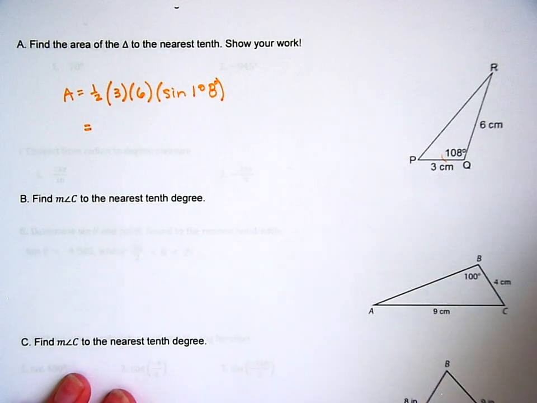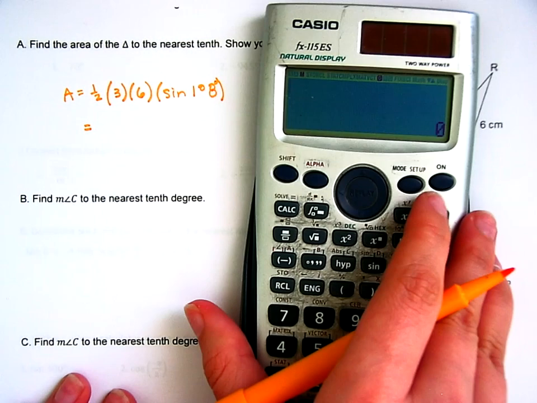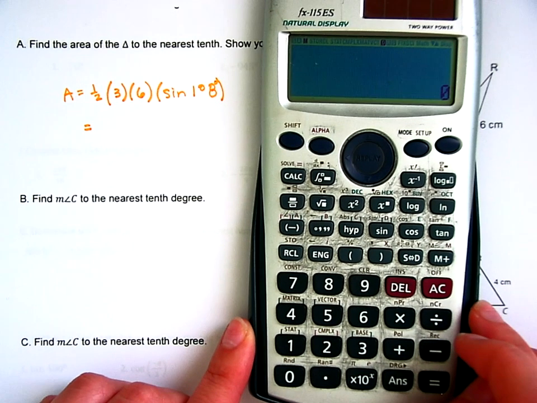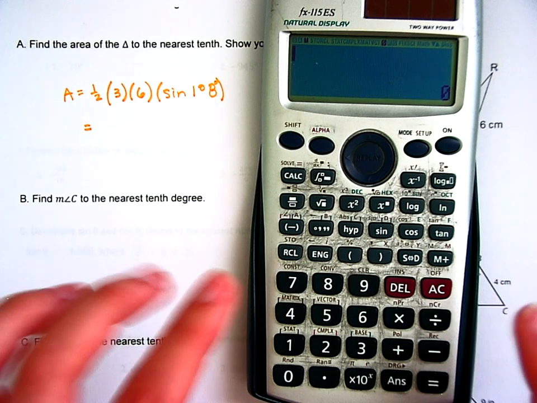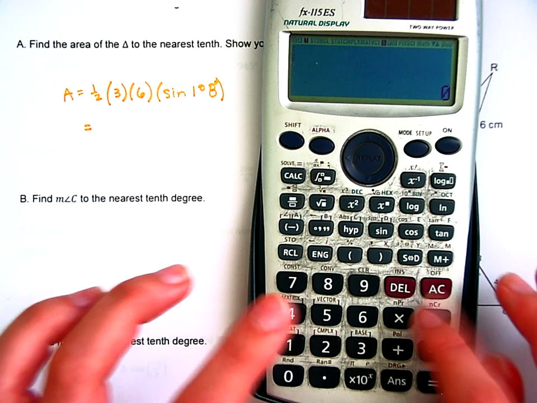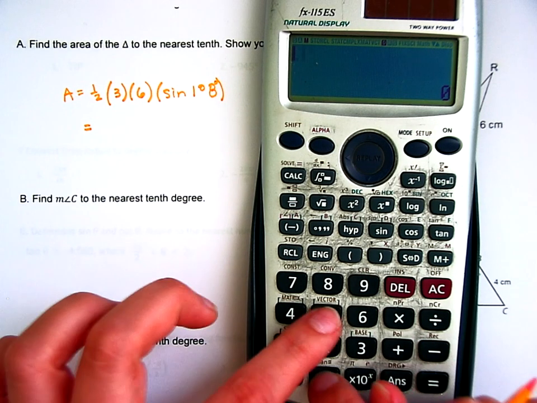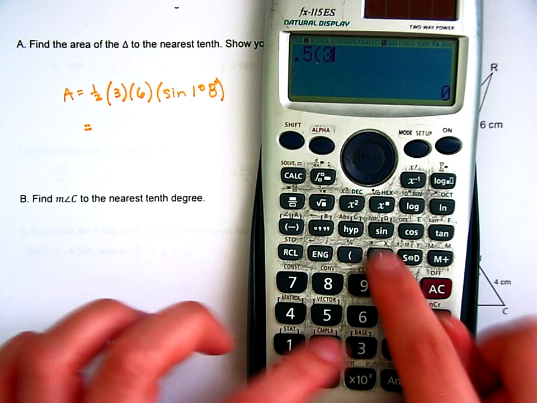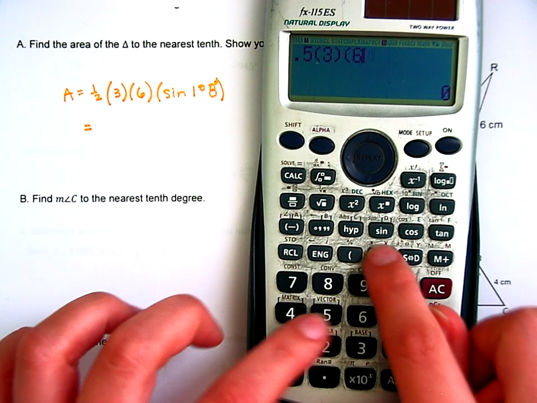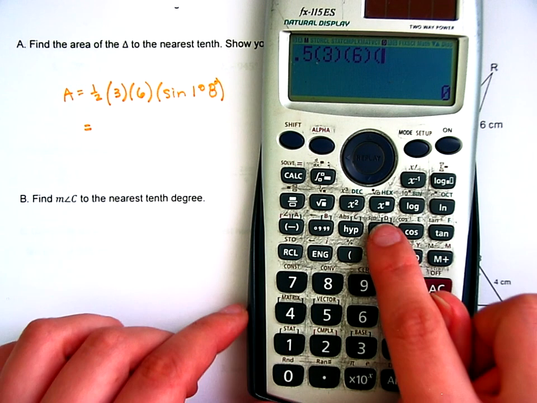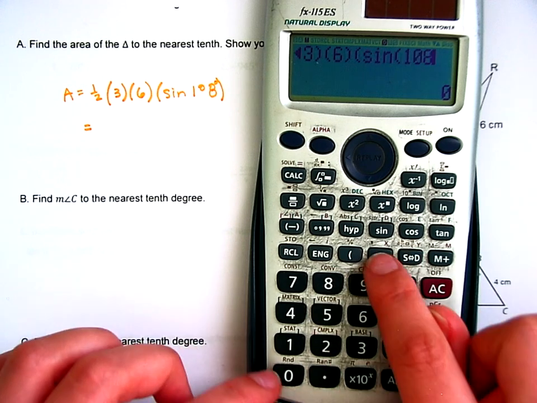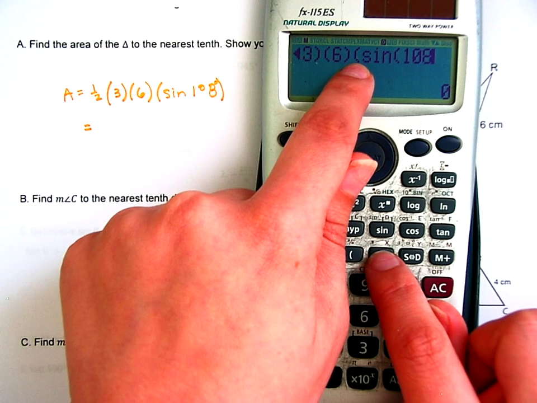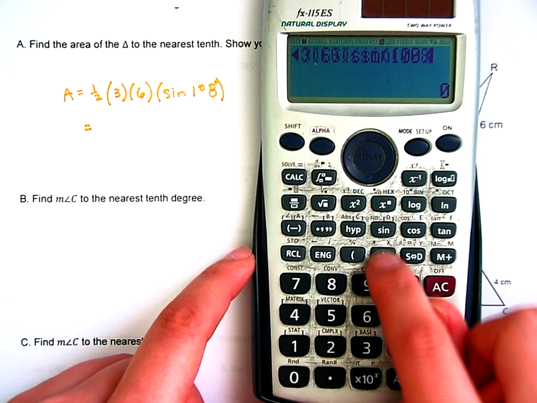Okay, so we can go actually straight into our calculator now. If you don't have this calculator, it should be pretty similar functions, might look a little different, but let's go ahead and calculate this into my calculator. So 1/2, I always use 0.5, and then we are going to multiply that by 3 times 6, and then the last one, sine 108. And then don't forget, this has two parentheses, so the one around sine and the one around the degree, so I'm going to double parentheses that.